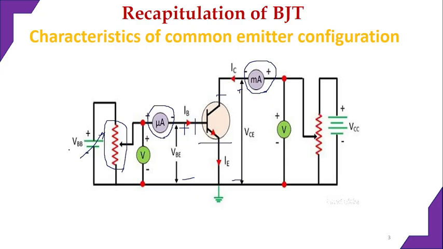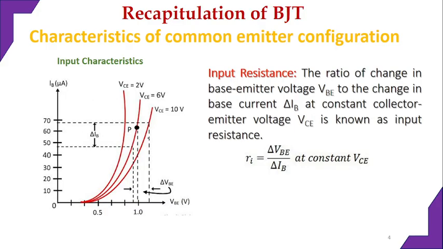Similarly, I am going to keep this VBB constant and keep this VCC variable. Accordingly, this rheostat will be varied, making a change in the collector current and the collector emitter junction voltage. We will find out what impact it makes, and that will depict our output characteristics.